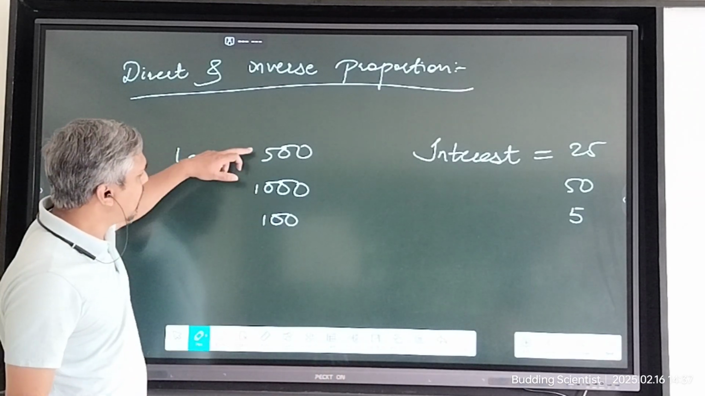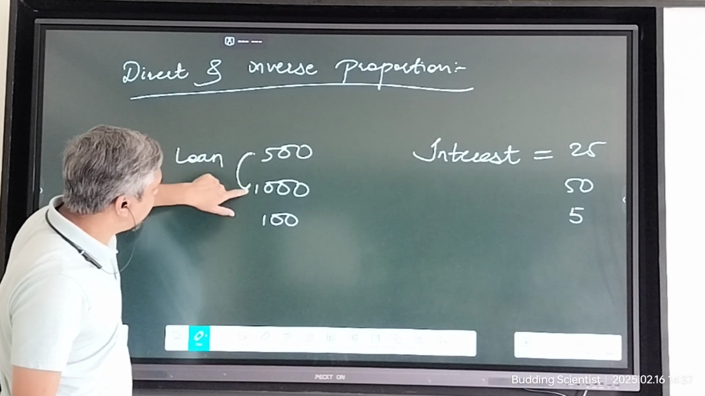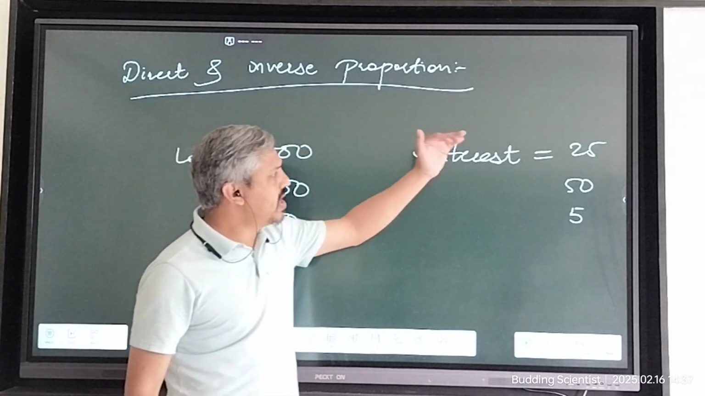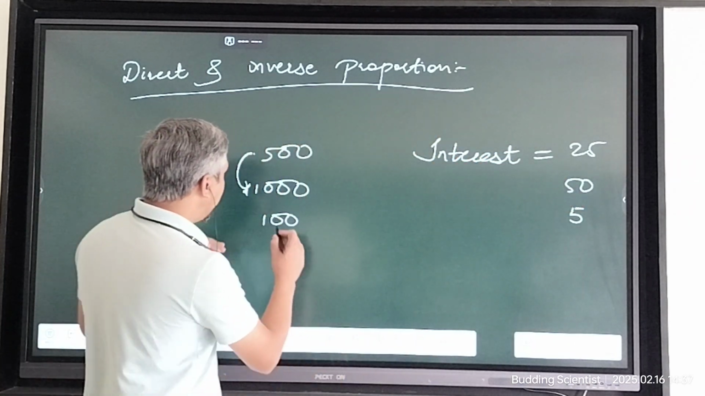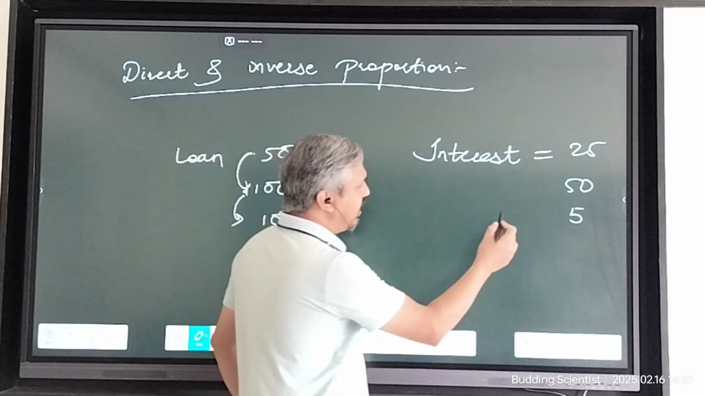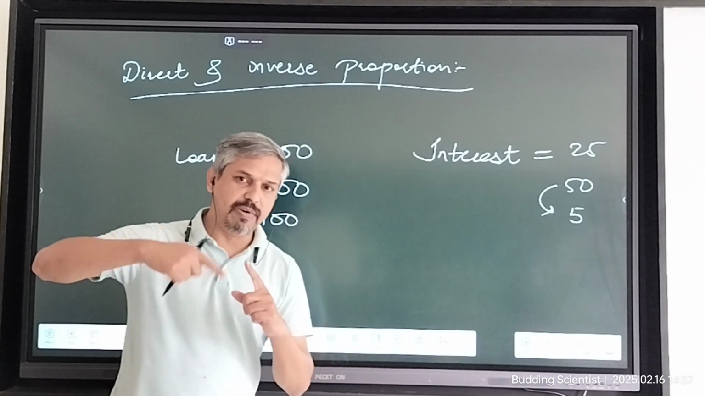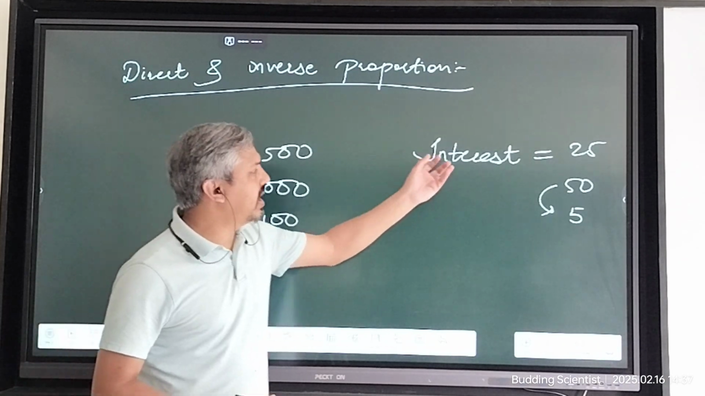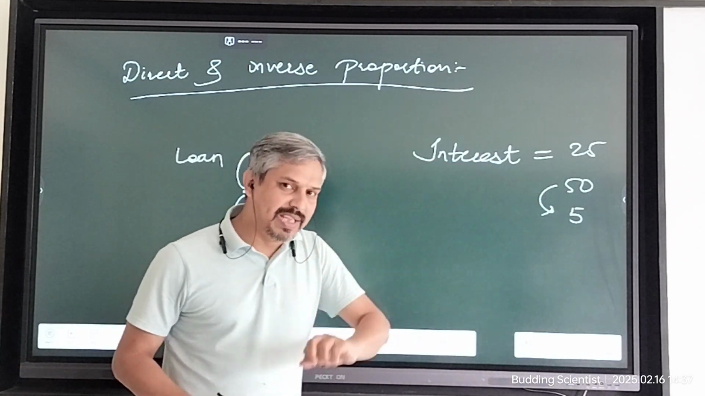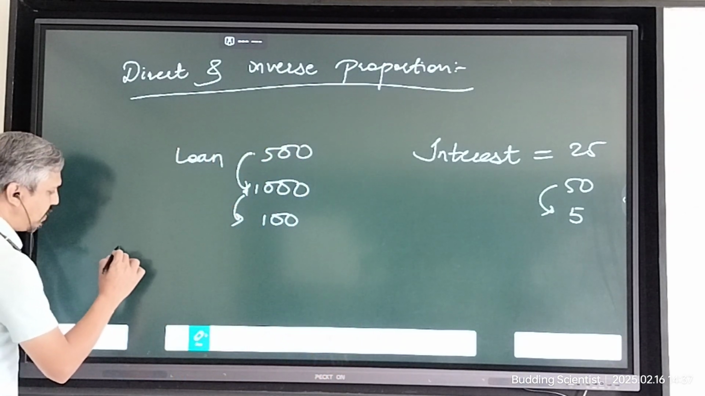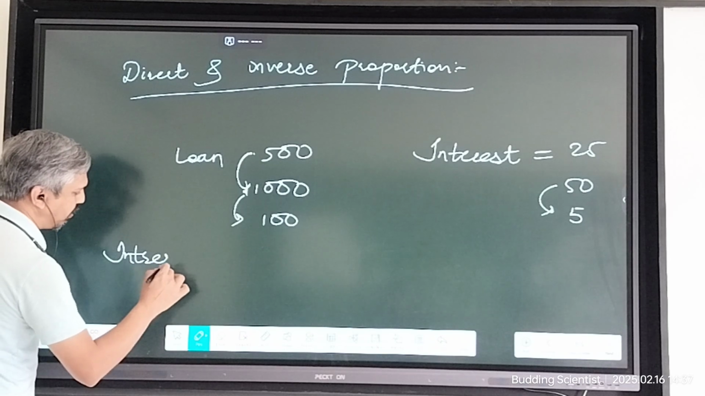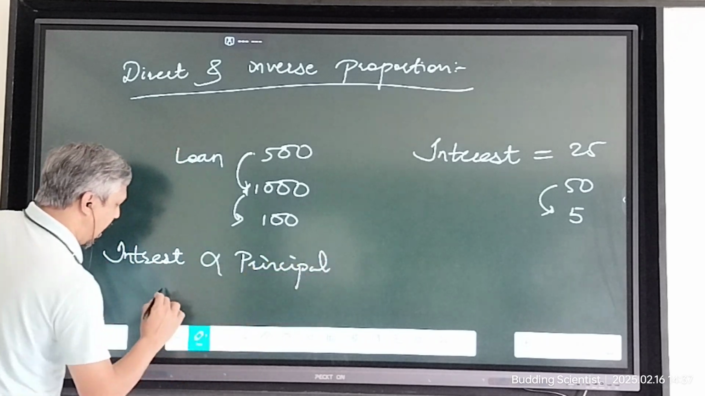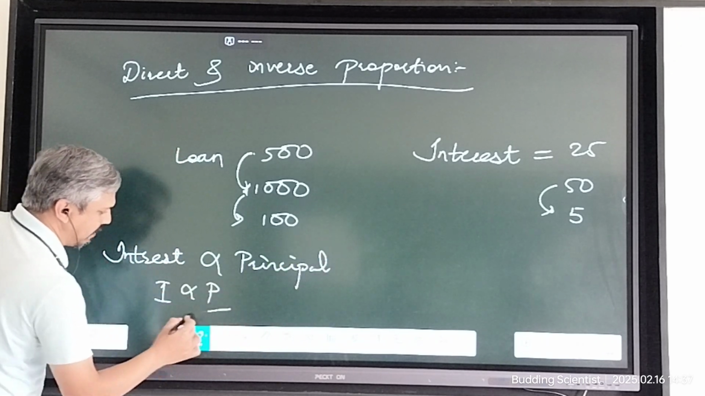Now here, if the principal amount is doubled, like 500 has become 1000, the interest is also doubled. If the principal amount has become 1 by 10, the interest has also become 1 by 10. So whatever be the multiplying factor to the principal amount, with the same factor the interest is also multiplied. When this happens, we say that the interest is directly proportional to the principal amount. So I is proportional to P.